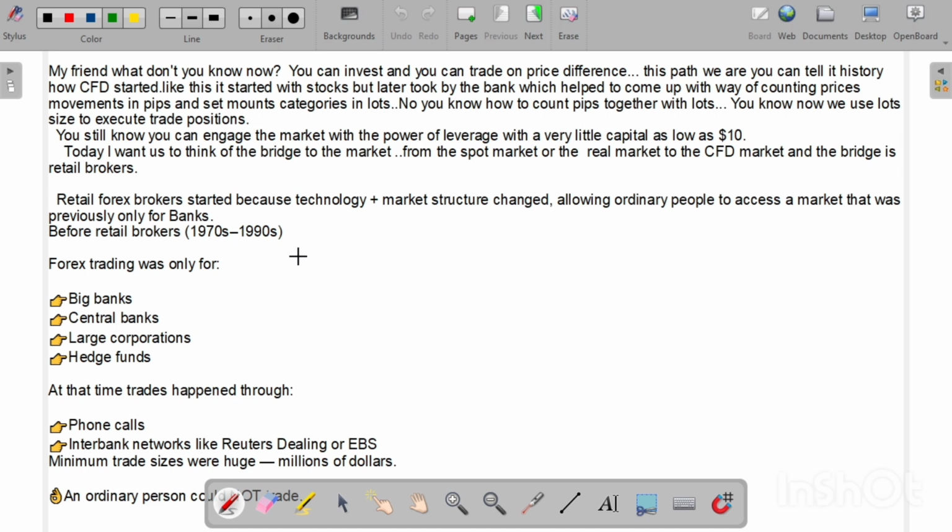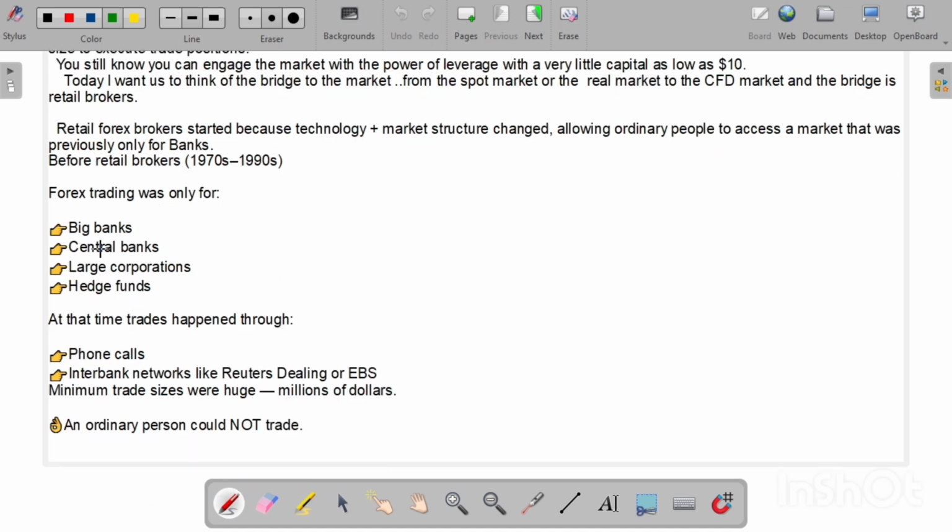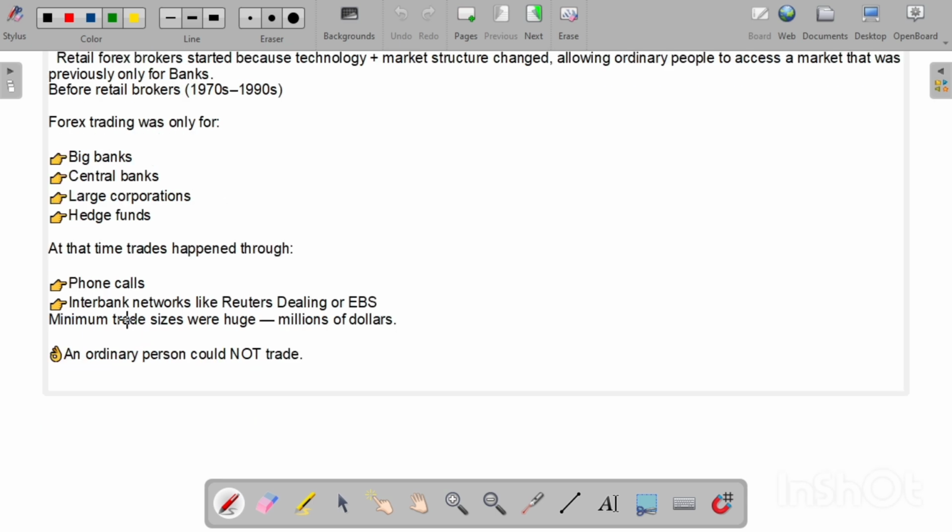In the 1970s to 1990s, forex trading was only for big banks, central banks, large corporations, and hedge funds. At that time, trades happened through phone calls and interbank networks like Reuters Dealing or EBS. Minimum trading sizes were huge, millions of dollars, because these corporations are very big. We have central banks, we have big banks. Those are the ones who were originally using this system of trading forex.